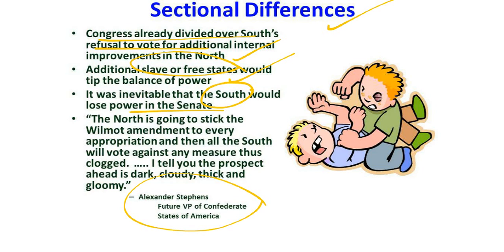Alexander Stephens, who's the future vice president of the Confederate States of America, made a comment that the North was going to stick the Wilmot Amendment to every appropriation, and then all the South will vote against any measures, thus clogging the Senate. And I tell you, the prospect ahead is dark, cloudy, thick, and gloomy. So he knew that this was not going to be an issue that was going to be settled easily.